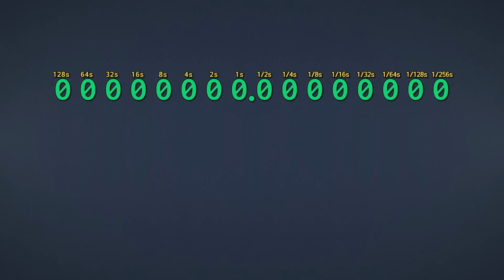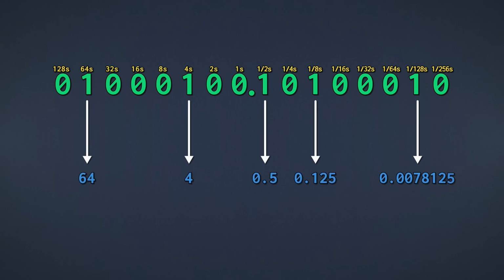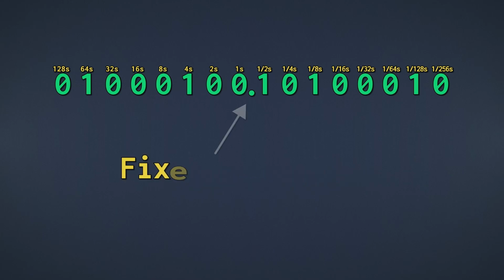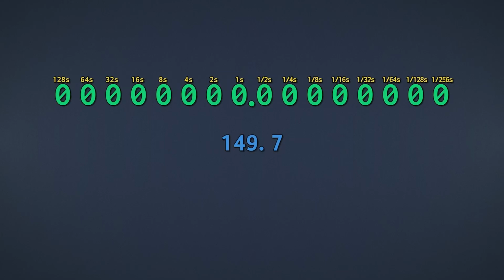Let's convert a binary number using this representation. As always, we're just multiplying each place with its numeral. Adding them up gives us a decimal number, and that's it. This representation is called fixed point, because the point is fixed in place. Now let's convert a decimal number to fixed point. The non-fractional part is just a regular binary conversion, which we already covered earlier.